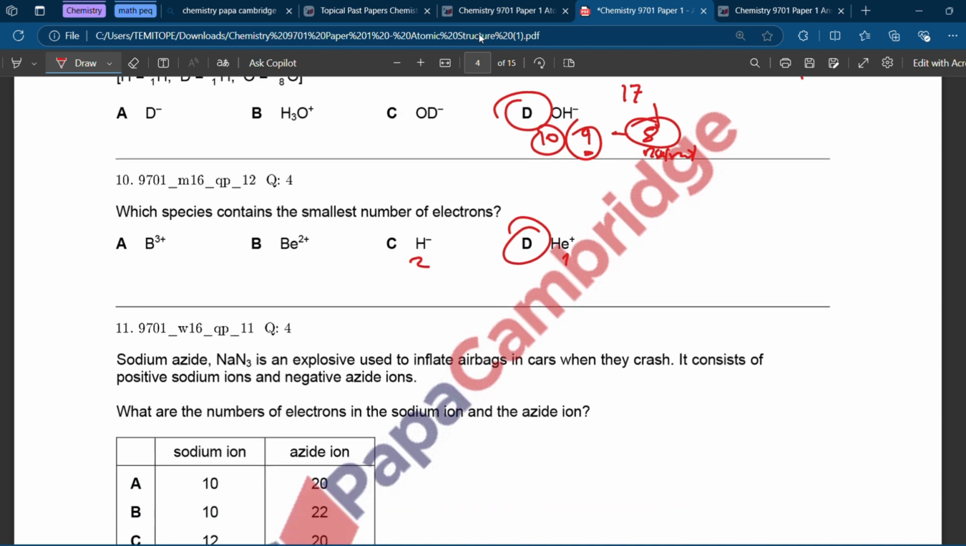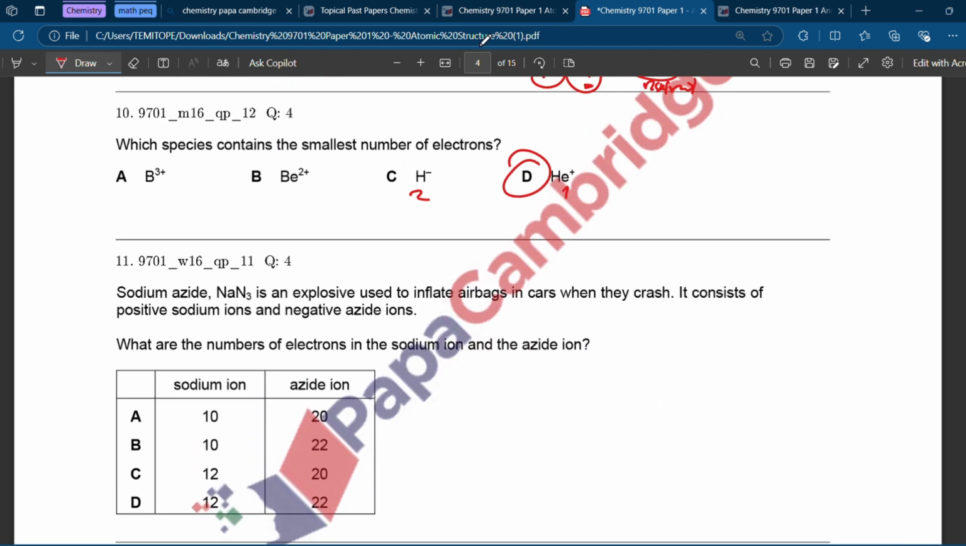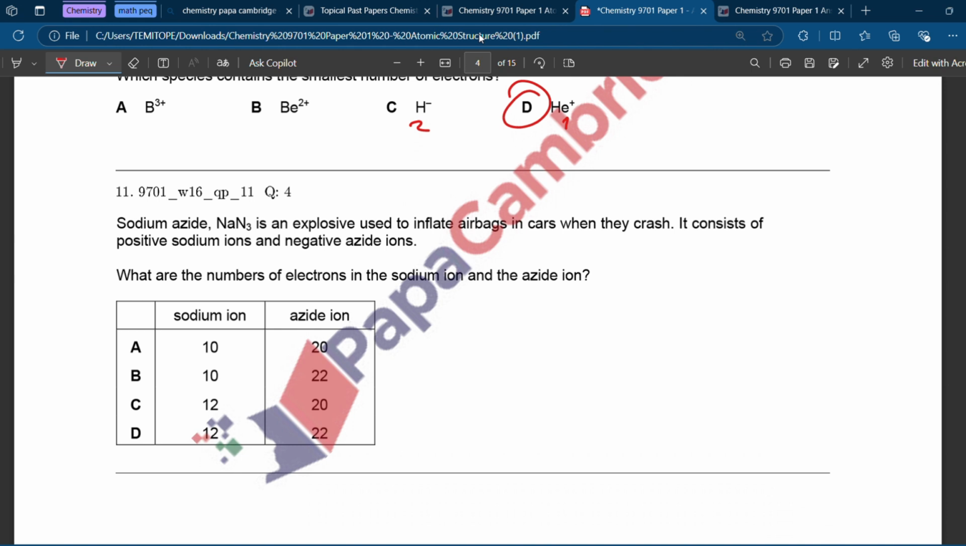Which species contains the smallest number of electrons? So with questions like this, it's easy for us to just pounce and say it's C, but then we now have to look at all the options because it's not C. Look at helium on your periodic table. Helium has 2 electrons, but it's lost 1, so now it has 1. This guy has 2, and then the rest you can just cancel out. So the answer is actually D. Don't pounce because you say hydrogen. Hydrogen is small.